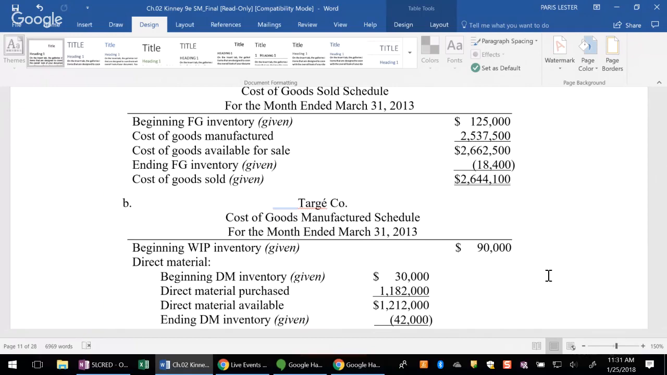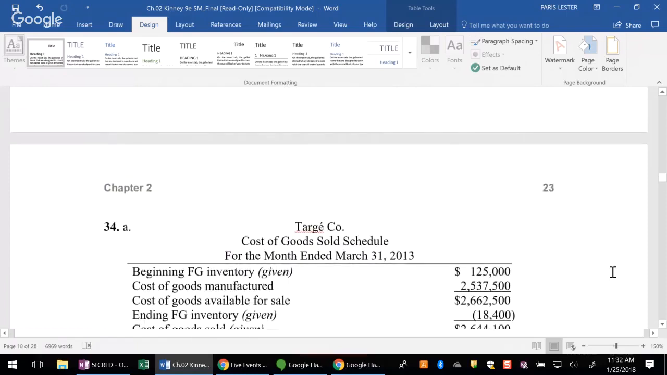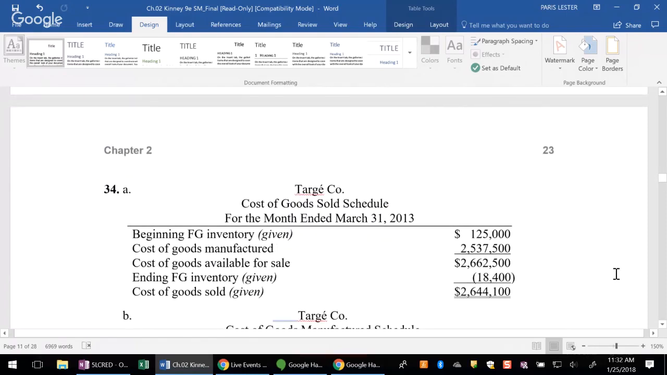So the answer to this was 2,644,1, and I don't think there were any tricks on this problem. 34. Yeah, can we review it? We may need to, if they threw some tricks in, so let's look. All right. Number 34. The cost of goods sold was 2,644,000. All right. That's given, right?